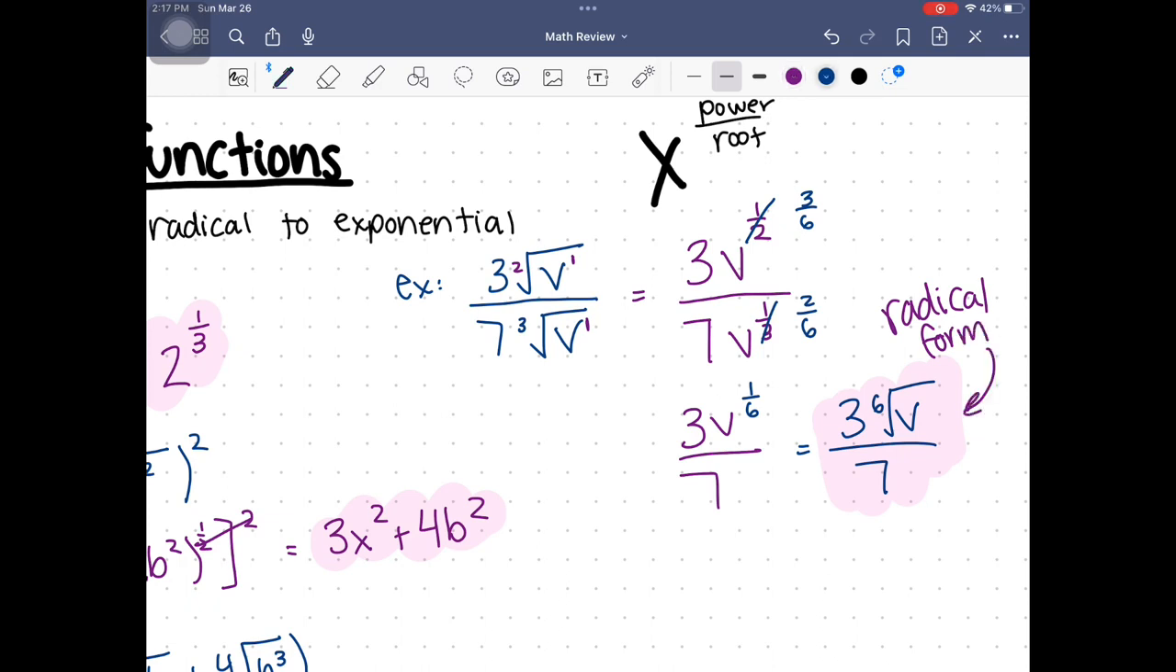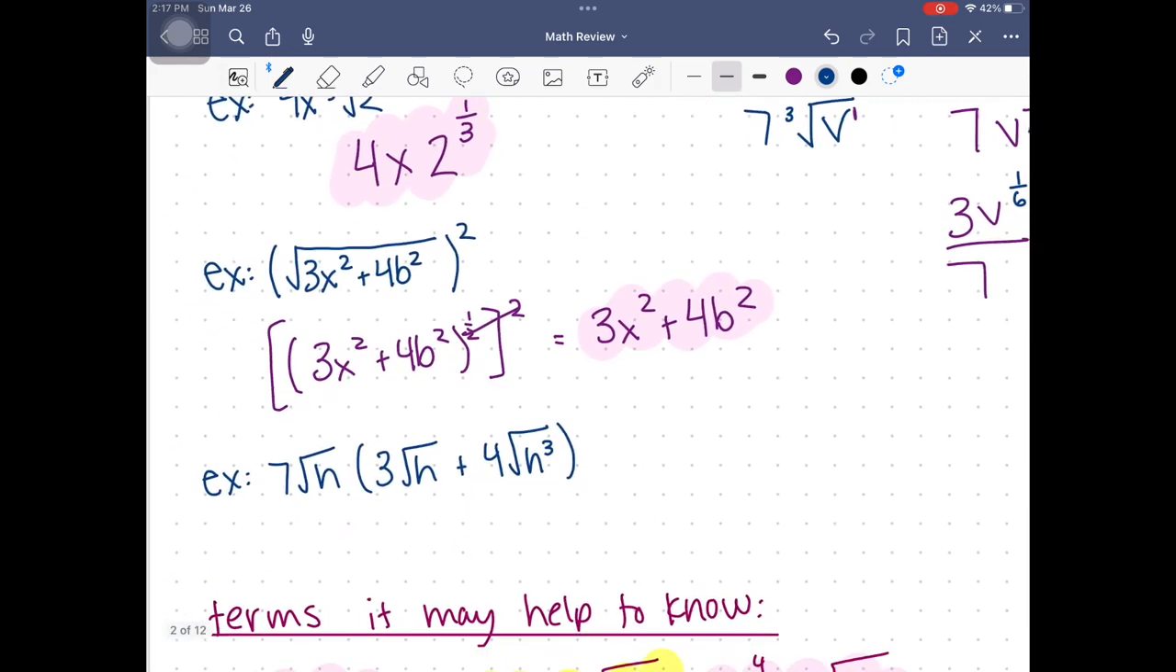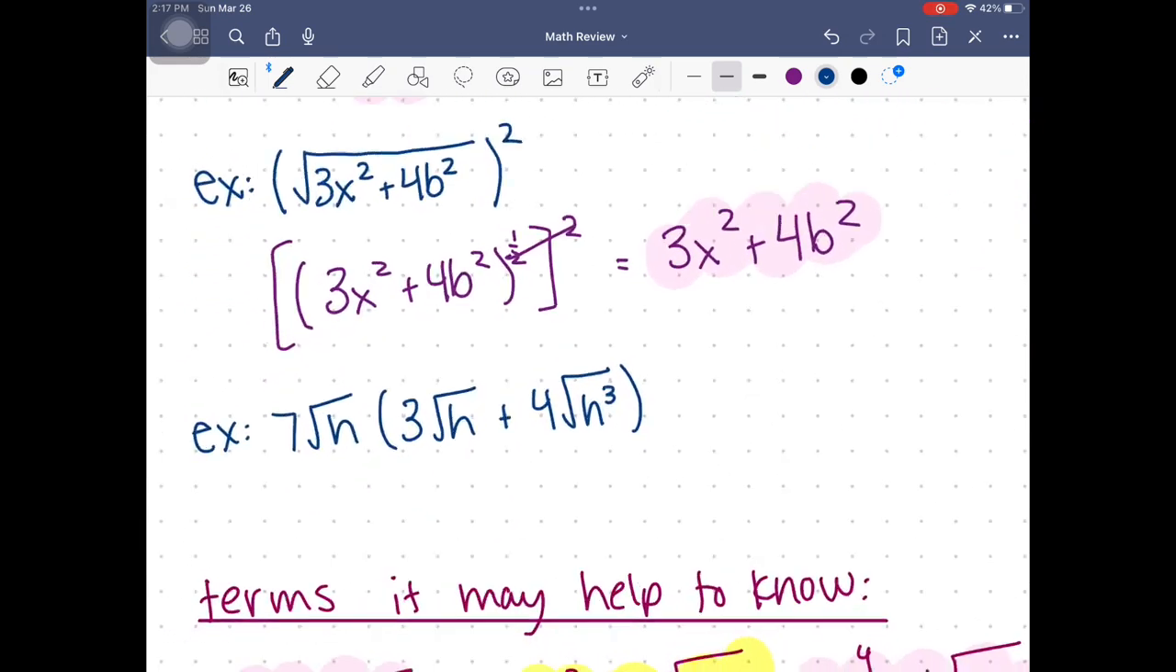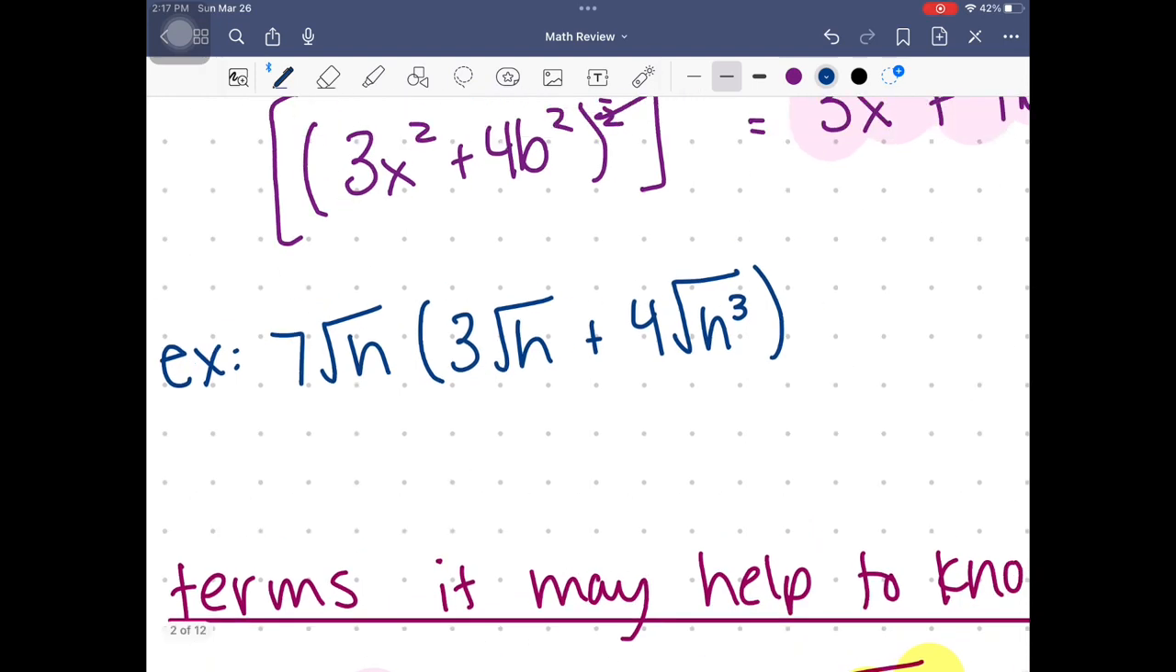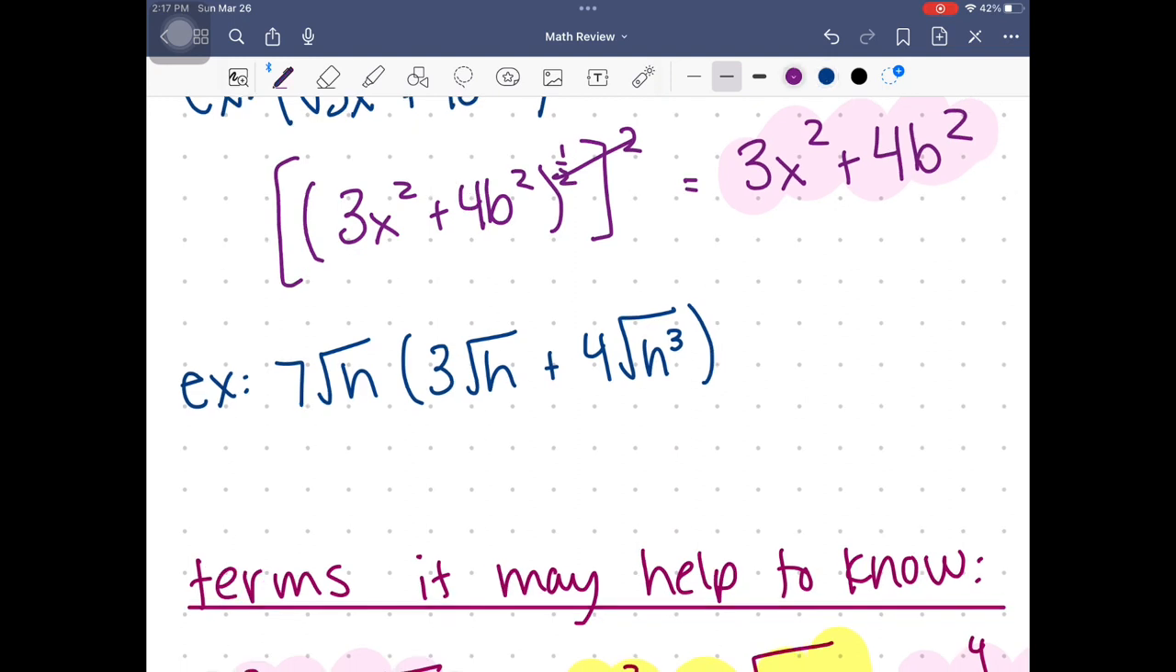Okay, let's go into this last example down here. This one may be a little overwhelming. I'm looking at this one right here. But again, we need to convert these into fraction exponents. So again, this is a square root. There is a 2 here. Okay, so this becomes 7h to the 1/2.